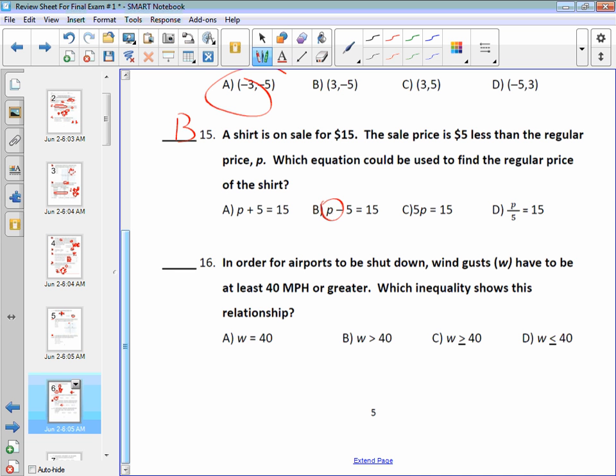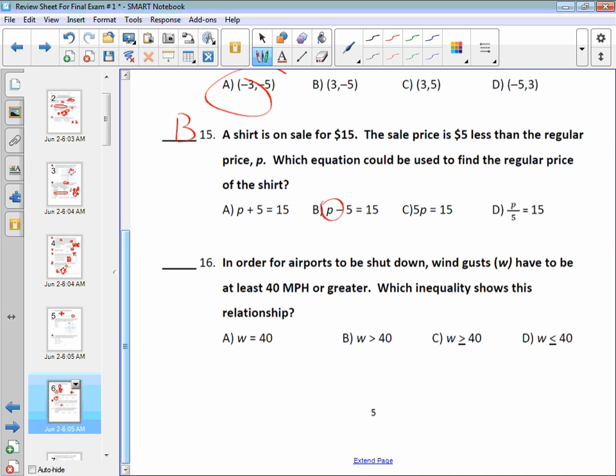And then what sometimes also helps is find the answer. How much is the shirt? How much is the shirt originally? 20. So after you get it in your head and look back at it, see if the word problem then makes sense. The shirt is on sale for 15. The sale price is $5 less than the regular price. Well, you just told me the regular price is 20. So $5 less would make that sale price of 15. So substitute a number in, see if it works.